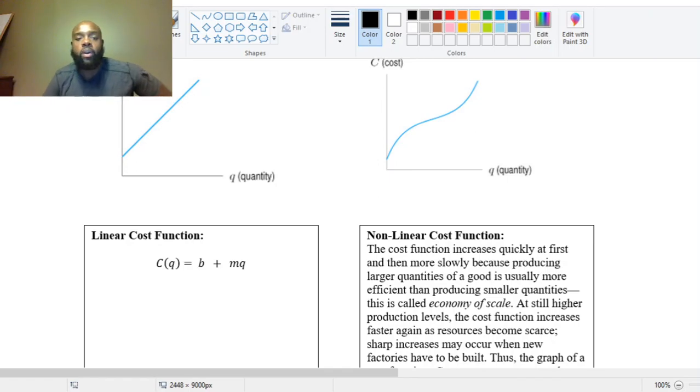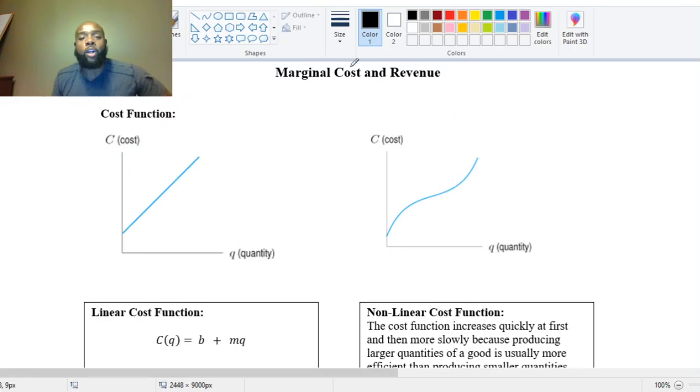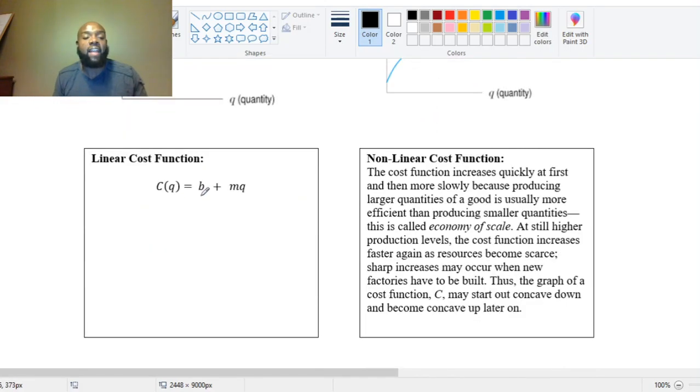In this video, we're going to talk about marginal cost and marginal revenue, right? What we've been dealing with previously was a cost function that looks like this. The cost function had a fixed cost, plotted here, and then we had a constant slope, which meant we had a linear cost function. And that linear cost function was given by this equation here.